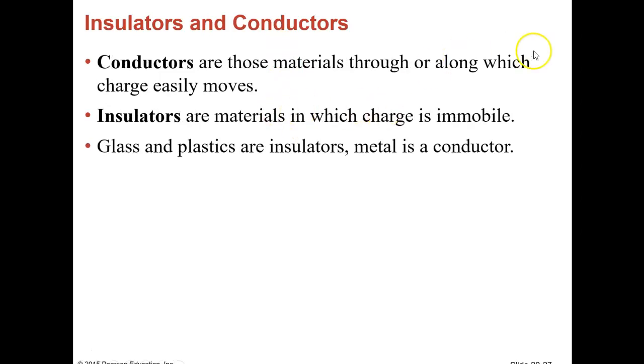So conductors are materials through which charges can move easily. Insulators hold it. Metal's a good conductor. It allows the extra electrons to move through it. Glass is an insulator, keeps it held tight.